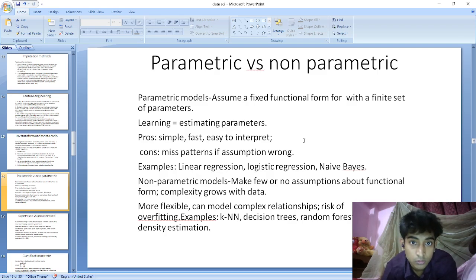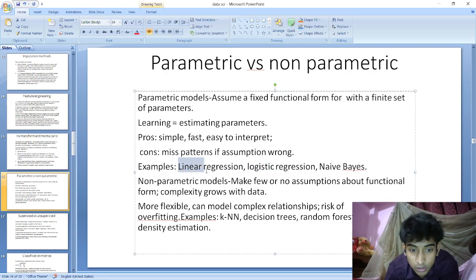And the cons are that if we miss any relationship or make a wrong assumption, it could lead to bad predictions, a very wrong prediction, right? For example, parametric models that assume a function shape are linear regression, which means there should be a linear relationship between the feature and target vector, logistic regression, which assumes a probability, and naive Bayes, which assumes that features are independent of each other, right?